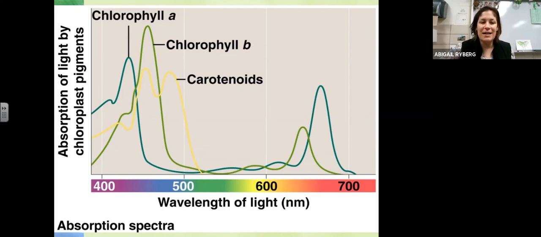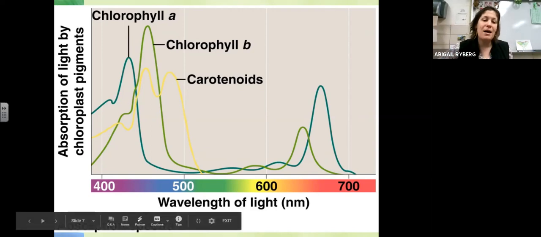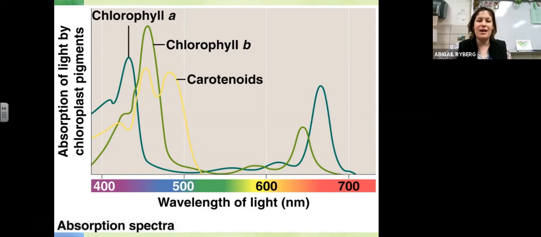What you're actually seeing is a different pigment that's been there all along, but essentially think of it as the green pigments kind of overpower the yellow or orangey color. That pigment is called the carotenoids. And the carotenoids, again, are just pigments that are yellow and orangey colored.